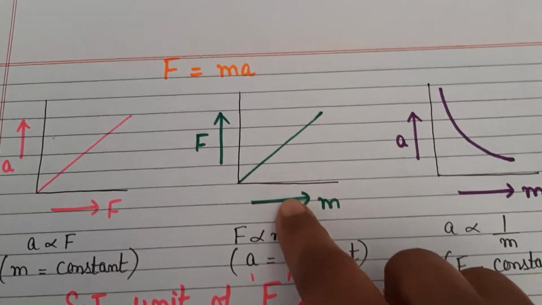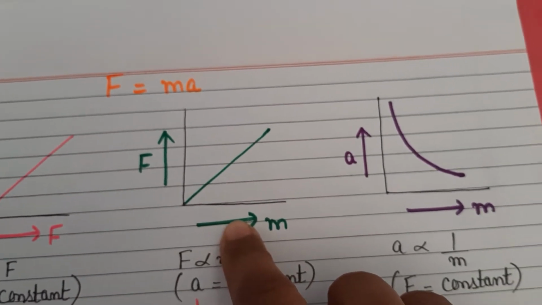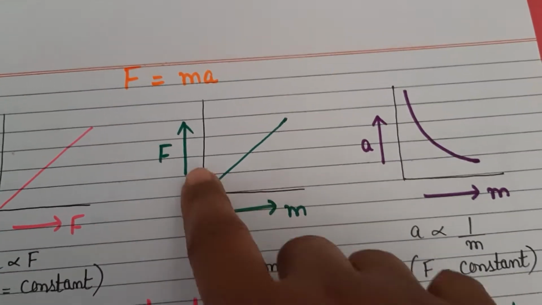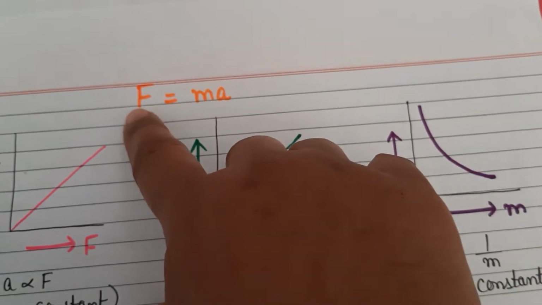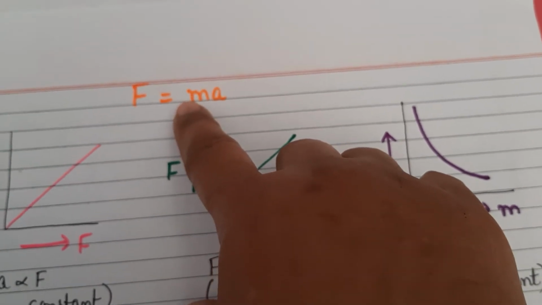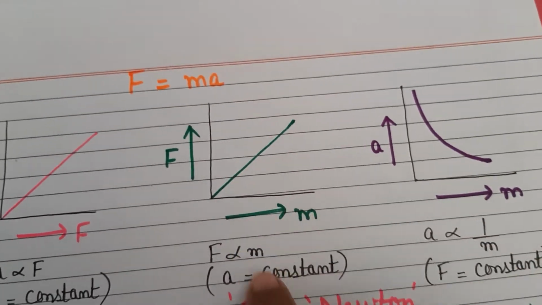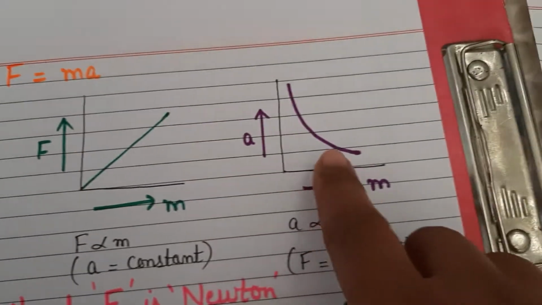Look at the second graph. It is plotted between F, that is force, and mass of the object. It is again a straight line because force is directly proportional to the mass, or the mass is directly proportional to the force, and the acceleration remains constant. Look at the third graph.